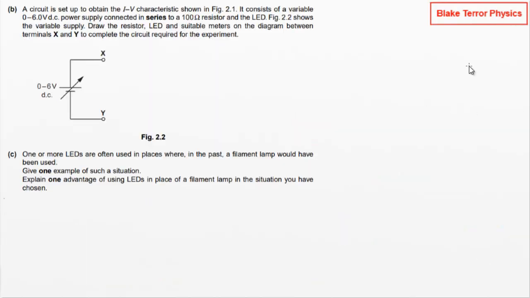Yeah, it does. Right, a circuit is set up to obtain the IV characteristic shown in the previous graph. It consists of a variable 0 to 6 volt DC power supply connected in series to a 100 ohm resistor and an LED. Okay, we've just got to finish all this off and then put in suitable meters to complete the circuit. Right, so we need the resistor on the wrong sheet. Here we go. So that's our 100 ohm resistor. We know we're going to need an ammeter. We're going to need the voltmeter, and we're putting the voltmeter across the LED.